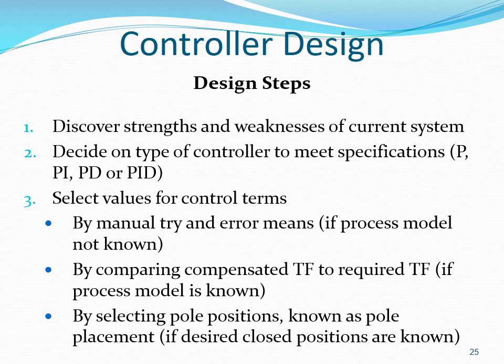If the process model is not known, you use manual trial and error means. If the process model is known, you compare the compensated TF to the required TF to obtain the values of the terms. If the desired positions of the closed loop poles are known, you select the pole positions, and this is known as pole placement. The positions of the poles will give you the values of the control terms.